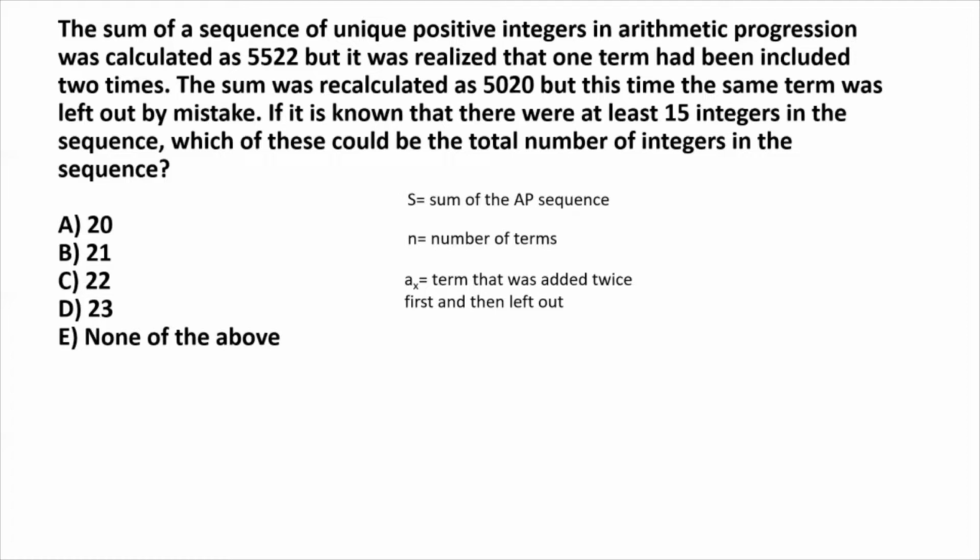So when the term was included twice, then the sum must have been the sum of the sequence plus that additional term that was included twice, right? Had it been included just once, it would have been the normal sum S, but now it's included twice, and that's why S plus AX is 5522. And similarly, the second time the sum was calculated, AX was left out, so that will be S minus AX, and that's given as 5020. So this is a simple set of equations, and it's very trivial to calculate what S is. We add those two up, we get 2S equal to 10542, and S is 5271. And AX will be 251.